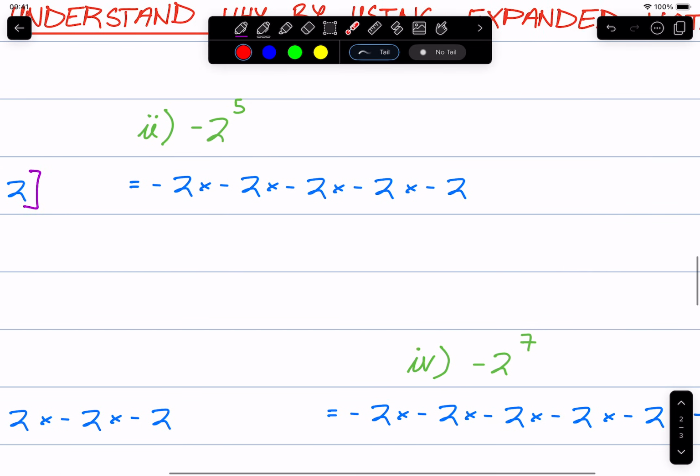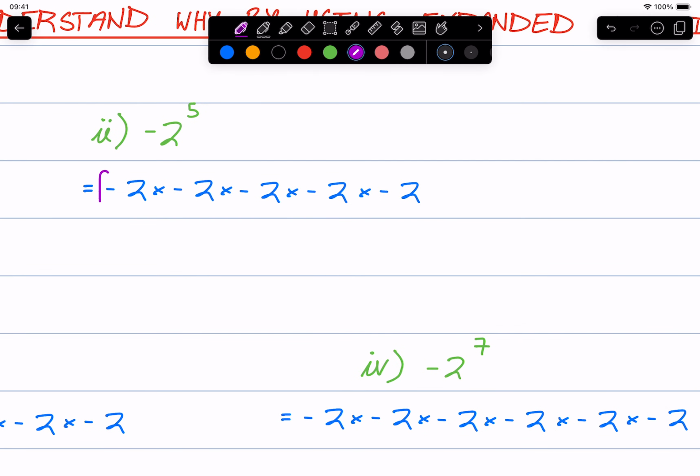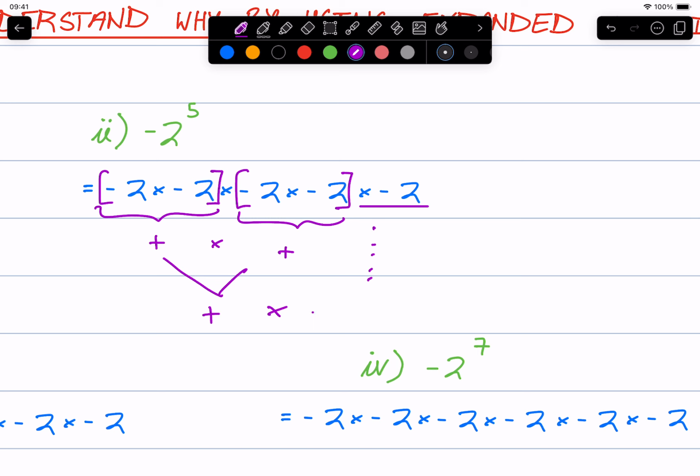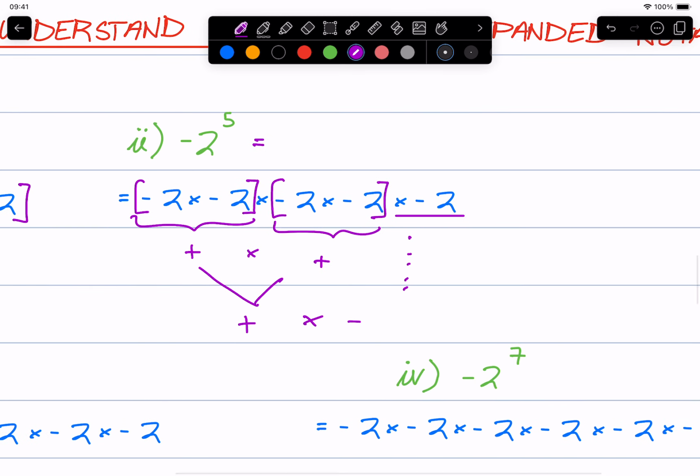Now let's take a look at what happens when we try and pair these up. We have a pair here, a pair here, but this one will be on its own. So these two will become a positive times a positive. These two will become positive answers. But now take a look. This negative 2 multiplying will keep following, and there will always be a negative answer at the end. So this will give us a negative answer.